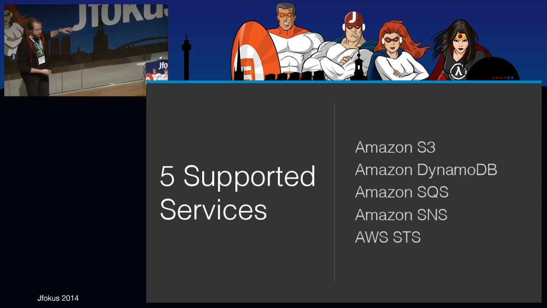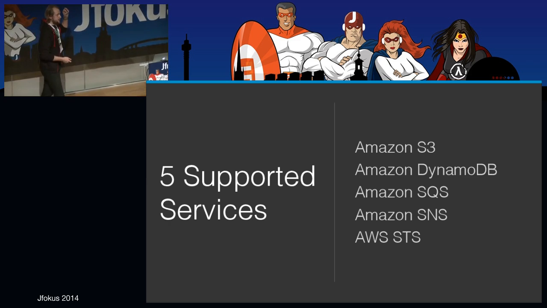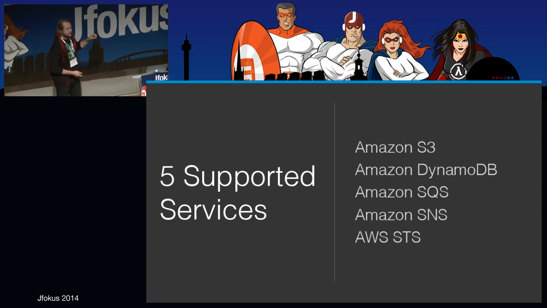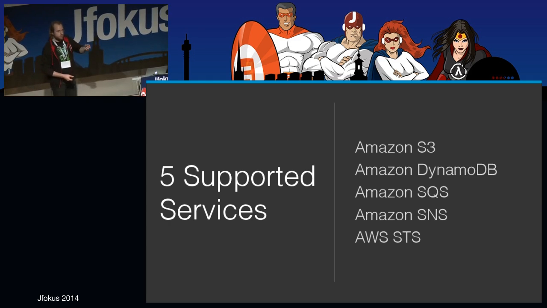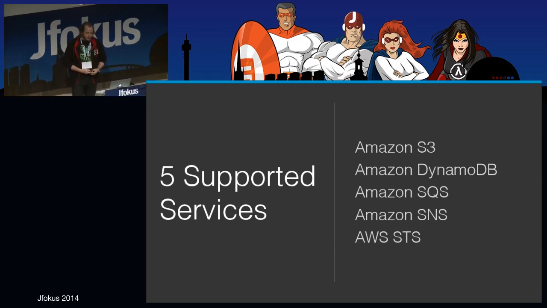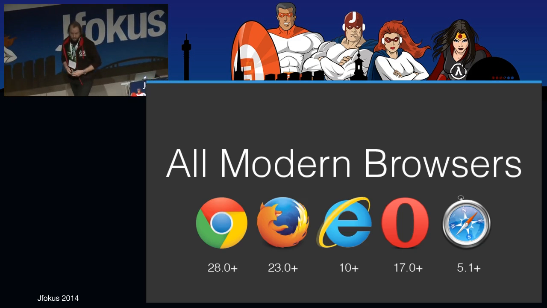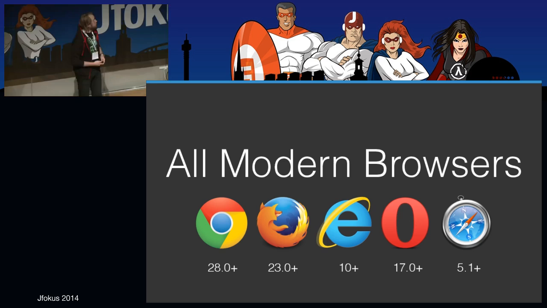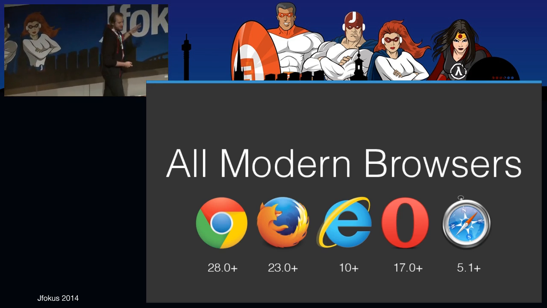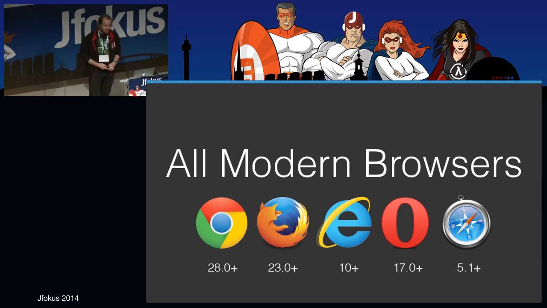SQS is a queue service. SNS is a multi-subscriber queue or topic service. And STS is the secure token service, what we use to authenticate to the API. And I'll get into that in a bit. So the SDK is supported in all modern browsers, which might cover most common needs or not, depending on what environment you run in, of course.